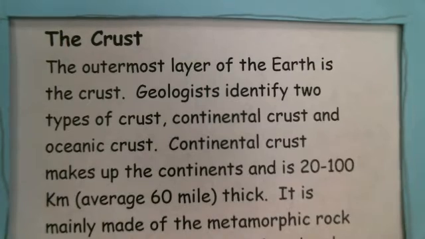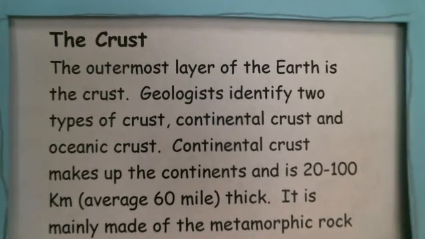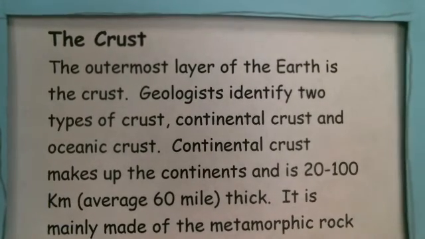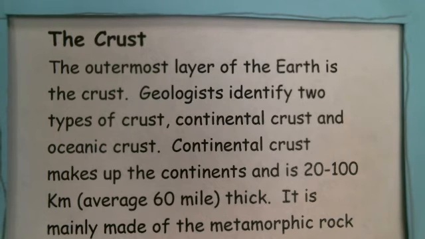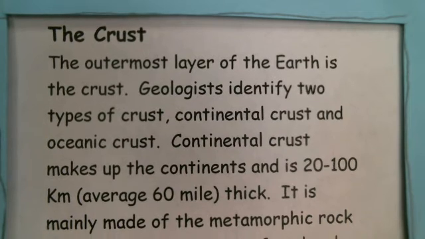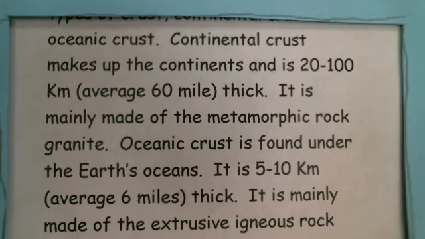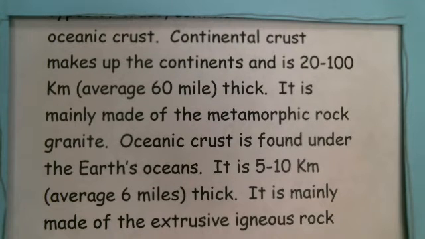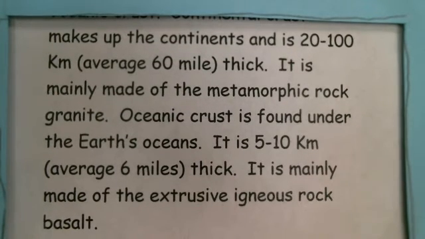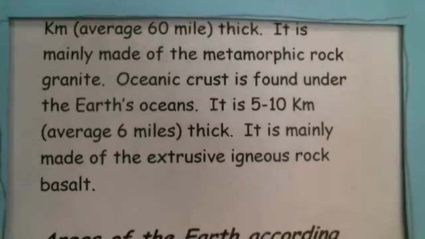The crust. The outermost layer of the Earth is the crust. Geologists identify two types of crust: continental crust and oceanic crust. Continental crust makes up the continents and is from 20 to 100 kilometers thick. It is mainly made of the metamorphic rock granite. Oceanic crust is found under the Earth's oceans. It is 5 to 10 kilometers thick. It is mainly made out of extrusive igneous rock called basalt.